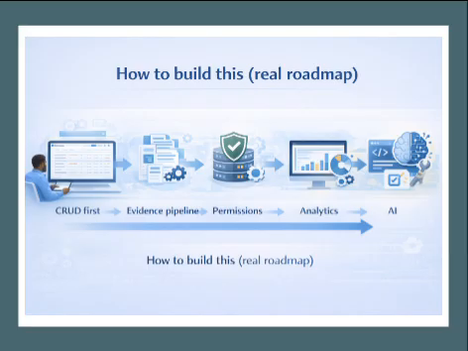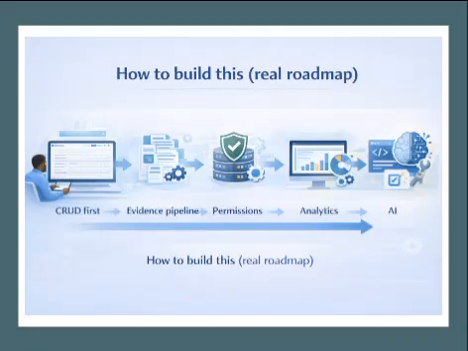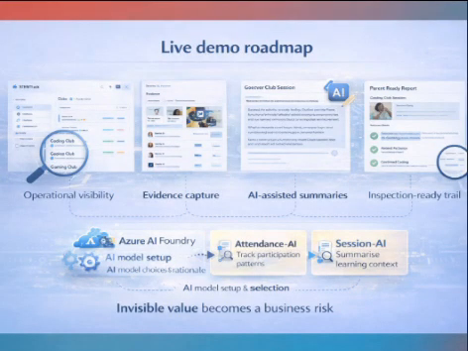So first, in the previous slide, I showed you the real build order. I talked about the CRUD first, then an evidence pipeline, then permission, analytics, and only then can you bring AI in. But this slide is going to show you what that actually looks like when everything comes together in practice. So again, I'm not going to jump straight into futures. I'm just going to walk you through STEMTrack in the same order an organization actually experiences value. We are going to move from left to right so we understand what this slide is talking about.